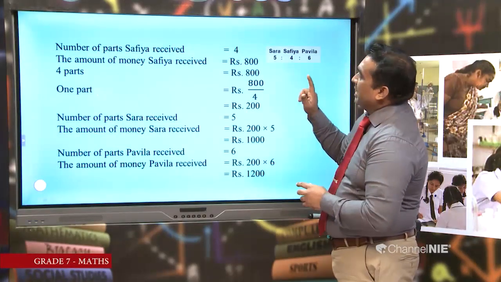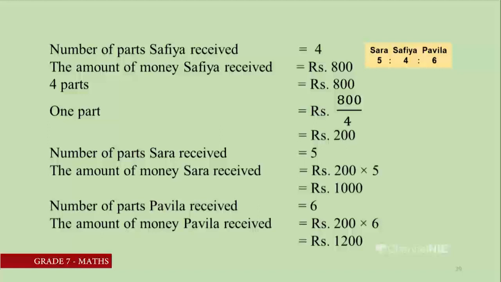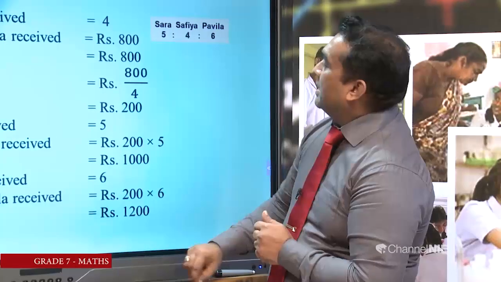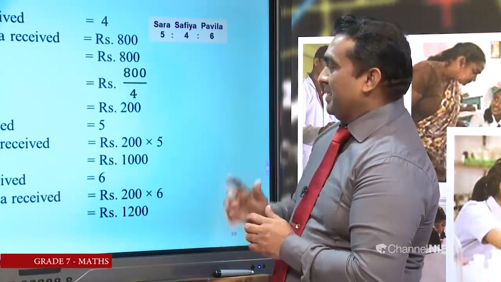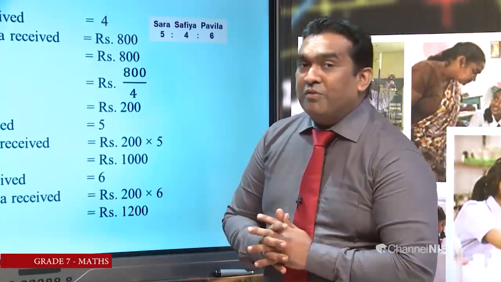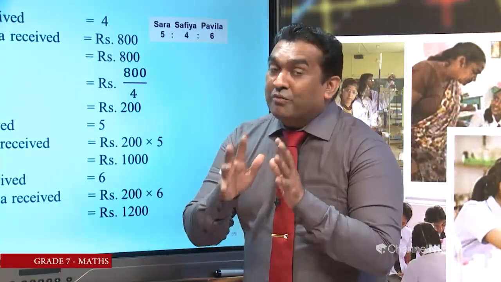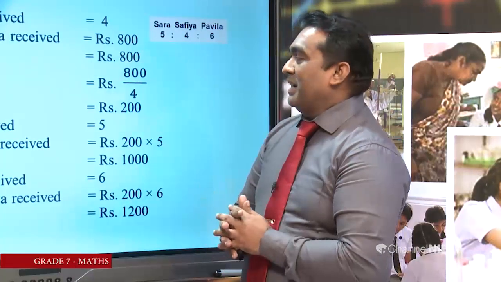We will see. The number of parts Safia received is 4. We can see that 4 parts equal 800. The amount of money Safia received is 800. It means 4 parts equal 800. 1 part means 800 should be divided by 4, 200. The value of a part, or the value of a unit, is 200.